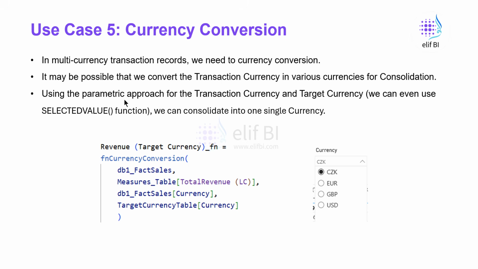So what's happening here is that through the different parameters, we are able to select the destination currency. That means that I want to see all of the transactions in USD. That conversion can happen. I want to see all of the transactions in euros. That can happen. So we achieve that using the UDFs, of course, the parametric approach, and we use the selected value. So let's have a look how we can do that in Power BI.